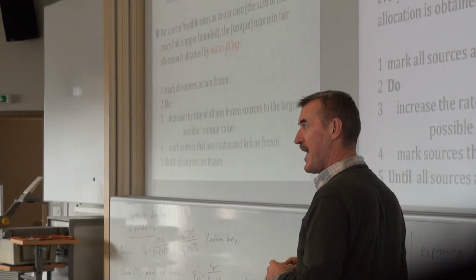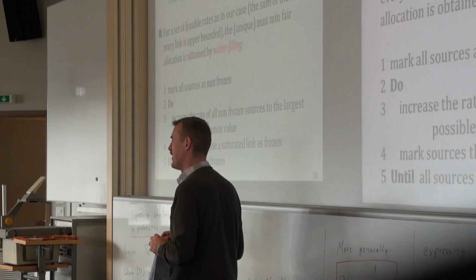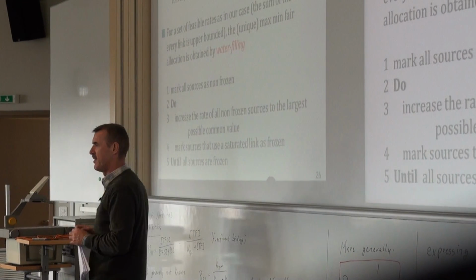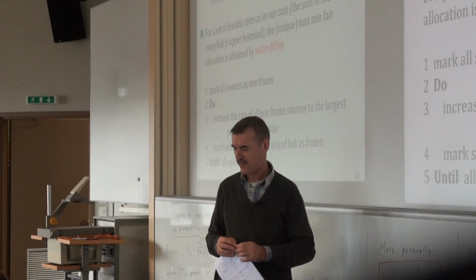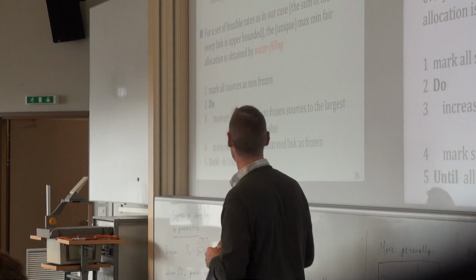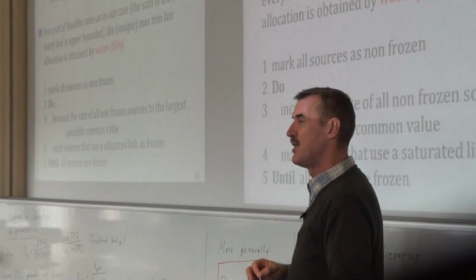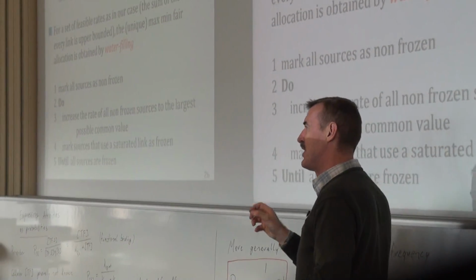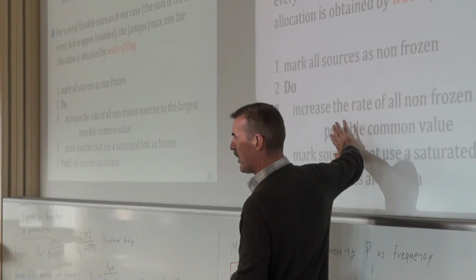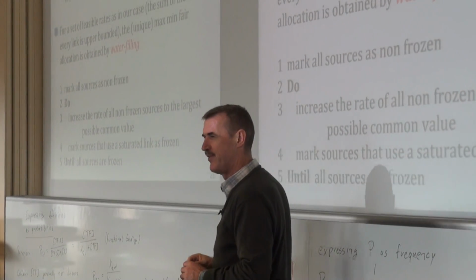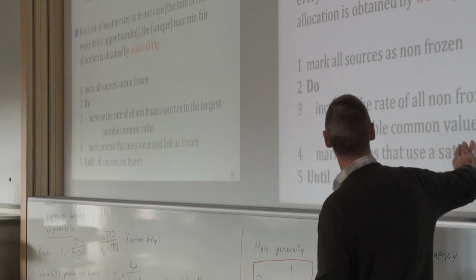The good news is that it always exists, at least if we can express the constraints posed by a network as a set of convex, translate that into a convex set. But even better than that, instead of checking for whether a given allocation is max-min fair, we have a very simple constructive algorithm, which is called progressive filling or water filling, which is the following.